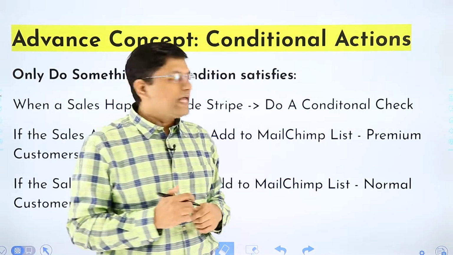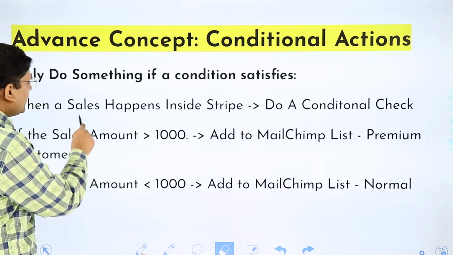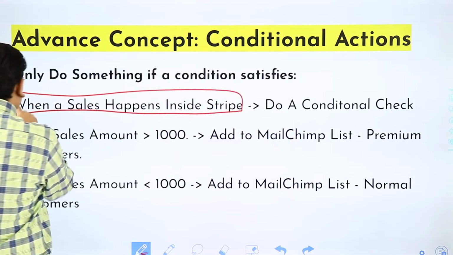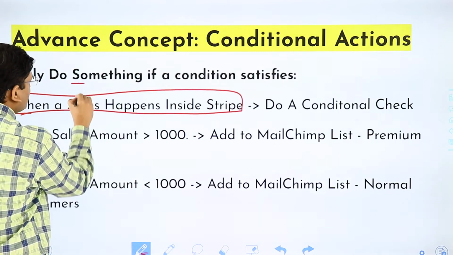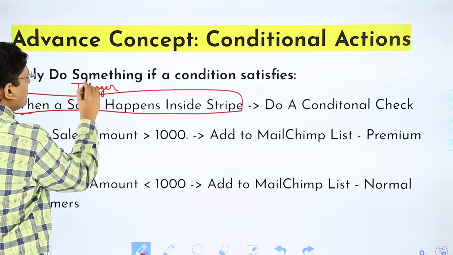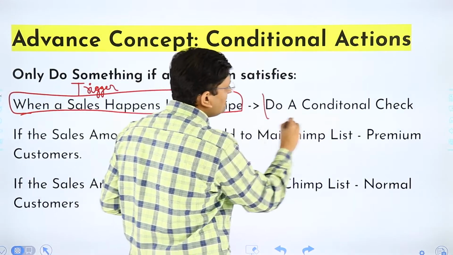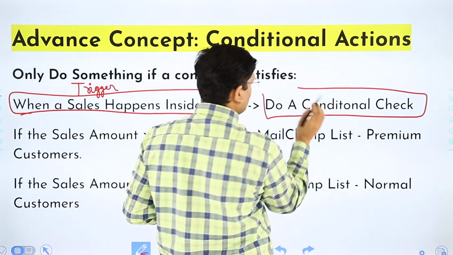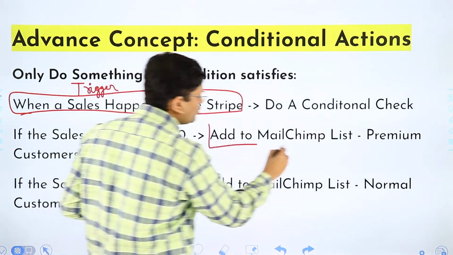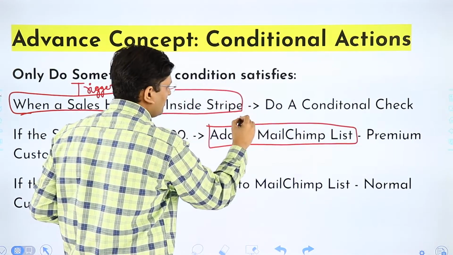So you might have understood that in this specific case, when the sale happens inside Stripe, this is a trigger step. Okay, I will just write it down. This is a trigger, right? And this is an action step. In fact, this is a conditional check. This is an action step, add a customer to a MailChimp list, right?